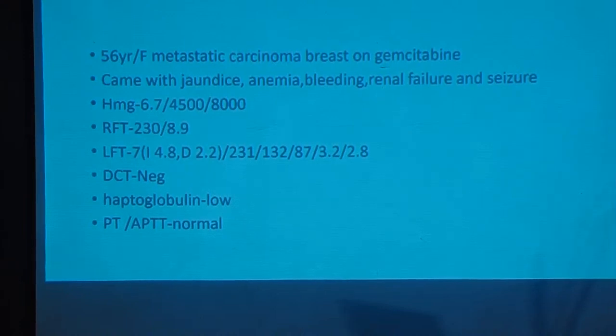Okay, liver is normal. And this is how you differentiate between the two, DIC and TTP. And haptoglobin is low. This is a classical case of TTP and urgently requires plasma exchange. Okay.